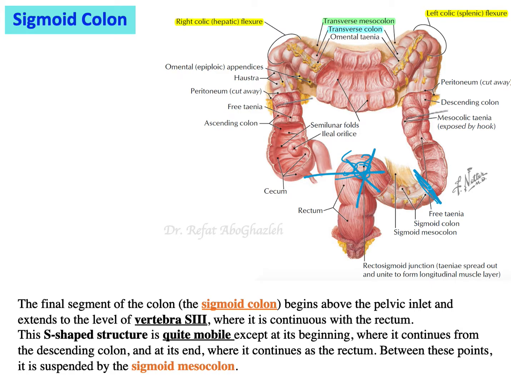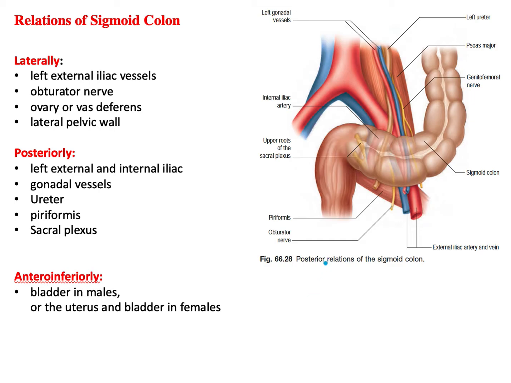So it's quite mobile, S in shape, except that where it starts, it's a continuation of the descending colon, and the descending colon is a retroperitoneal structure. That means it's fixed, so this part of the sigmoid colon doesn't have that much mobility. Similarly, it's fixed to the rectum here, so this part is not that mobile. Mainly the middle part is the quite mobile part. So we described the sigmoid location, start and end, and its relation to the peritoneum.